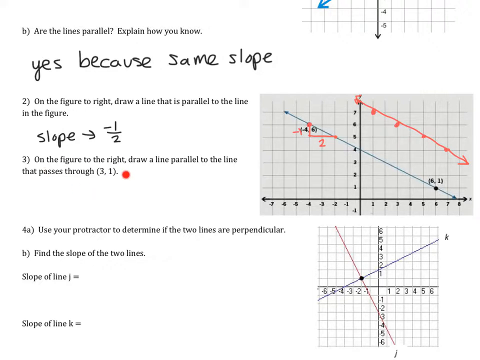In number 3, they ask us to be a little more specific. So they say, draw a line that is parallel to this line, but also passes through the point 3, 1. So I need to start at the point 3, 1, which is right here, but then I am going to follow this same rise over run. So I'm going to go down 1, right 2, or I can go backwards, up 1, left 2, up 1, left 2, and then I'm going to draw my line. So there you have it.